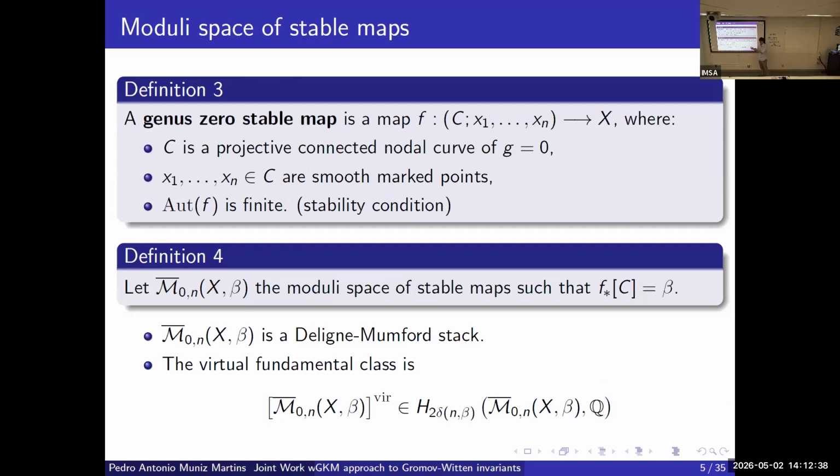About how to recover the original definition of Gromov-Witten, it's quite simple. First, let's talk about the moduli space of stable maps. By a genus zero stable map, we mean a map f from C to X, where C is a projective connected nodal curve of genus 0, and these points are smooth marked points on C. Smooth in the sense that they are not singularities of the curve. And we ask that the automorphism group of f is finite. Here it is the automorphism of f as a marked map: an automorphism of C that respects the marked points.